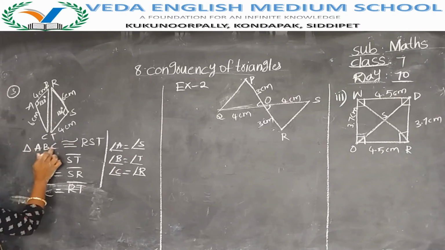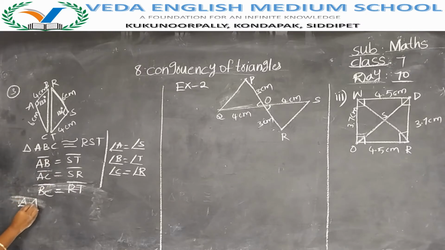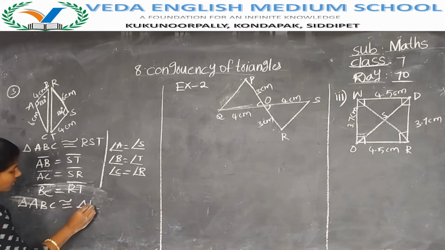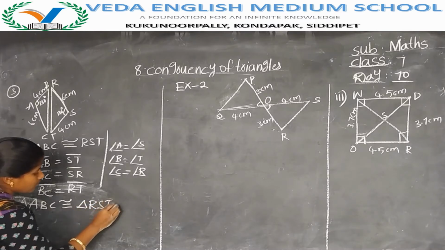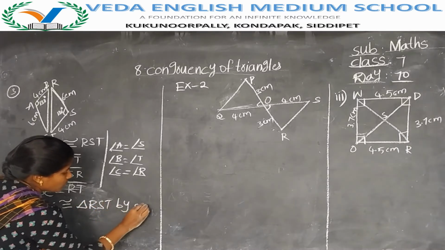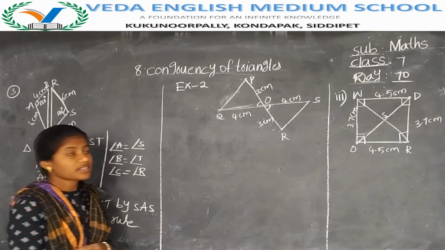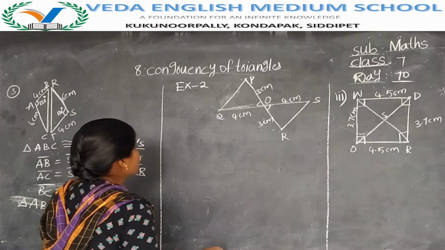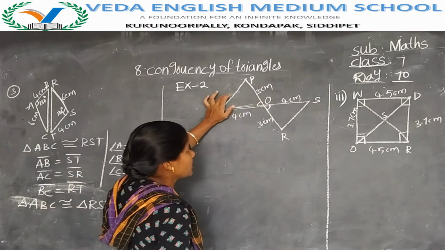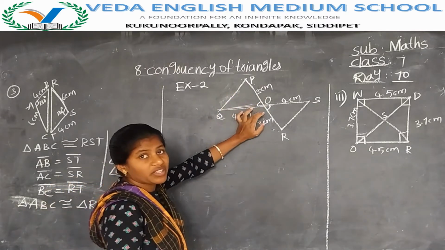Triangle ABC is identical to triangle RST by the SAS rule, side angle side rule. Then for the second figure, they are asking that these two triangles are equal based on the sides and based on the angles.